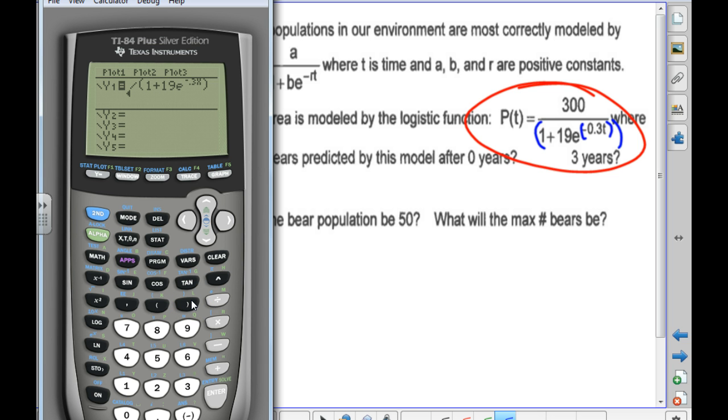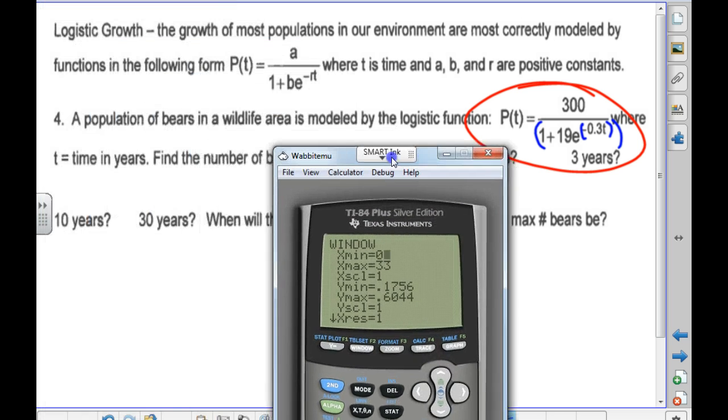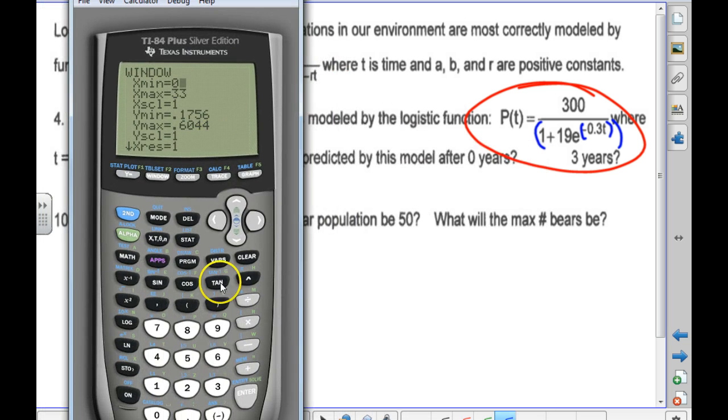And then, what are we modeling here? Okay, number of bears as a function of what? What's the other variable? P of t is the bears, t is time in years, okay? So at one point, it says further down in the question here, 30 years out, and when will the population be 50? So you need to go out at least to 30 years. Whoops, I want to leave that one 0.